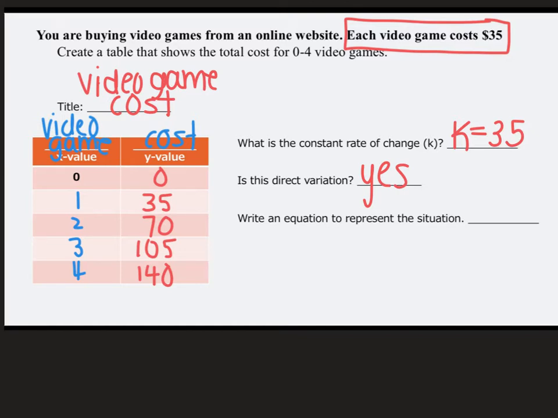And it asks us to write an equation to represent the situation. Well, first off, remember, our equation should always be in the form y equals kx. And we found out that our K value is 35. So our equation should be y equals 35x.